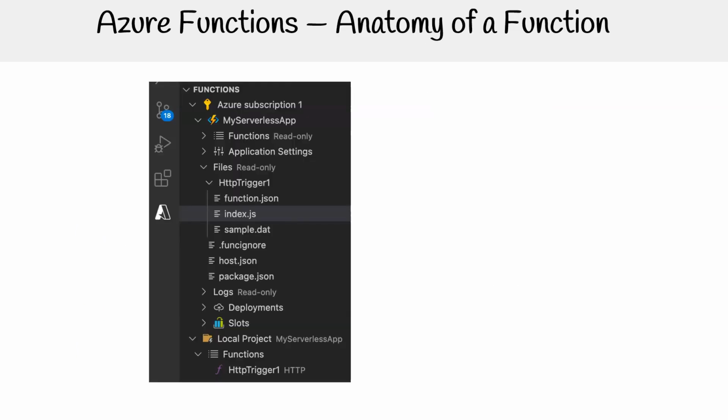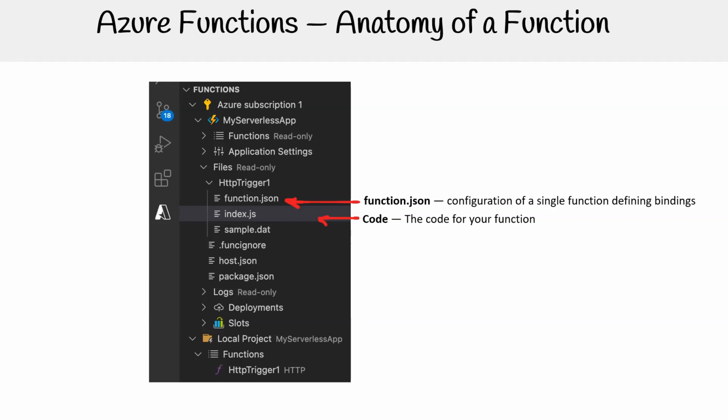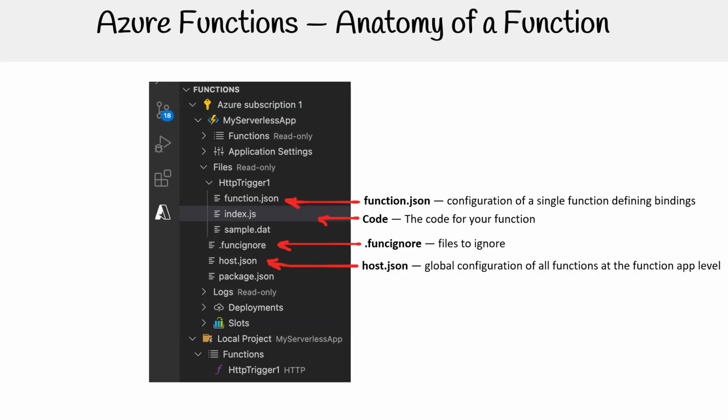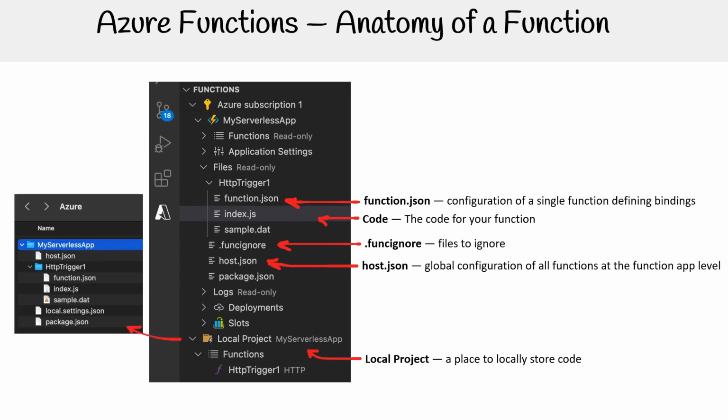Azure Functions, anatomy of a function. function.json, configuration of a single function defining bindings. Code, the code for your function. .funcignore, files to ignore. host.json, global configuration of all functions at the function app level. Local project, a place to locally store code.